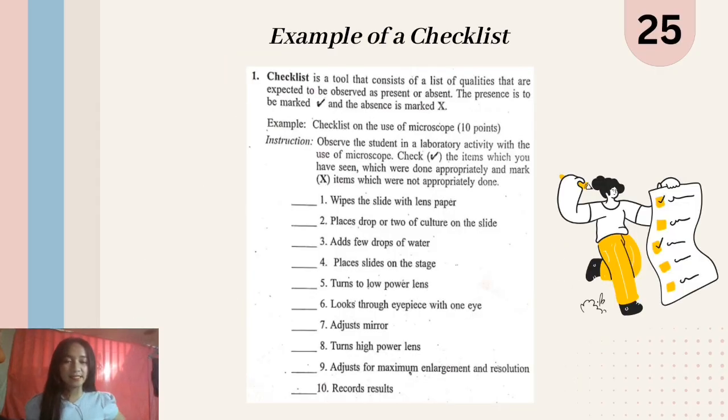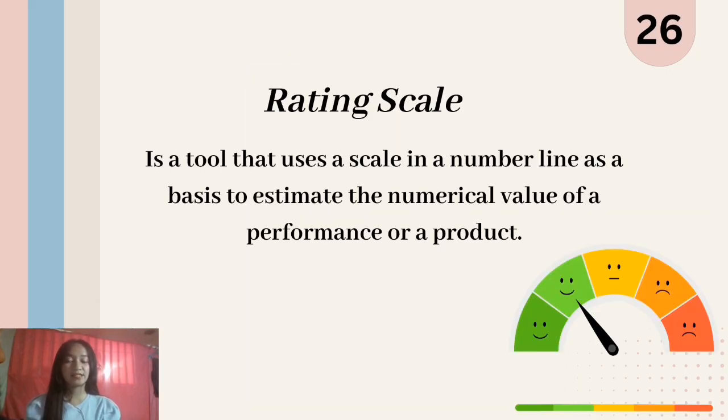This is an example of a checklist where we can see instruction, and it consists of a list of items that are expected to be observed. So for each item, the assessor marks its presence with a check or its absence with an X. Now, let's proceed to the second type, which is the rating scale.